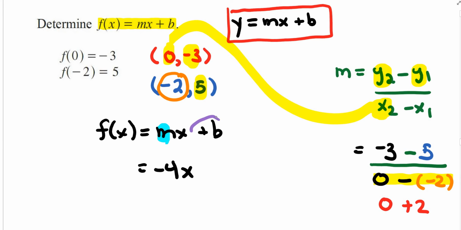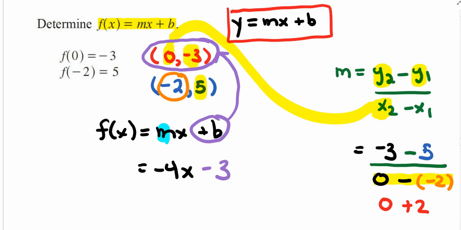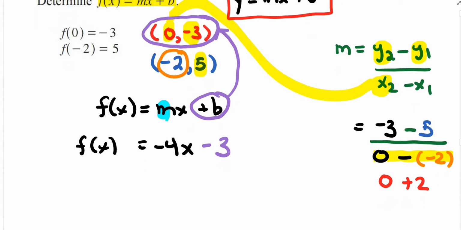And what is your y-intercept? Well, this right here is your y-intercept, right? So whenever x is 0, then your y value will be negative 3. By definition, the y-intercept happens when the x value equals 0. So your y value here is going to be a negative 3, which is the same thing as the y-intercept. So f of x equals negative 4x minus 3. Okay, so let's move on to the next one here.